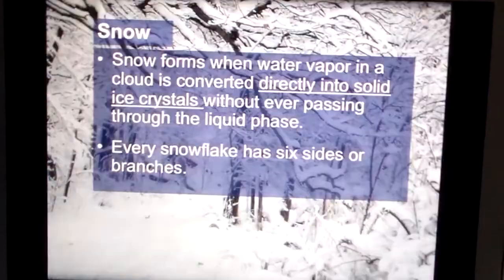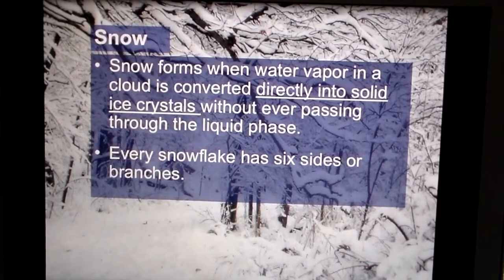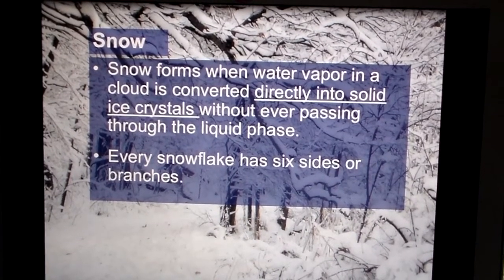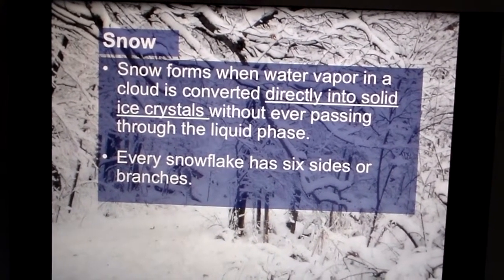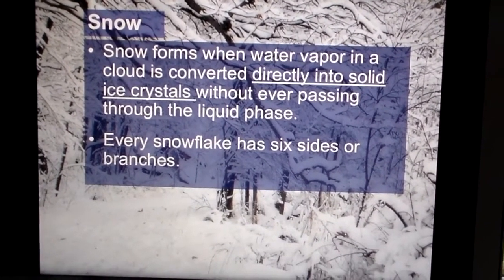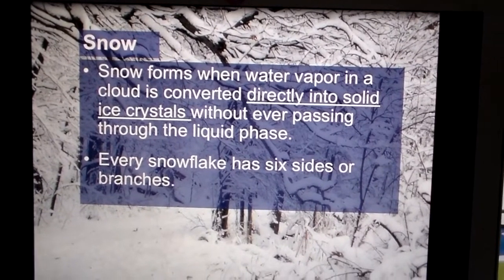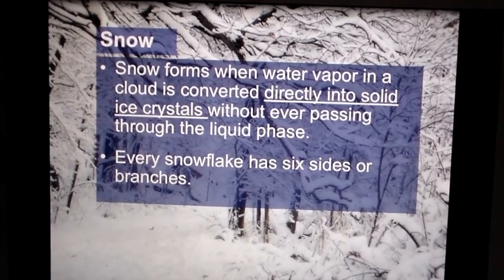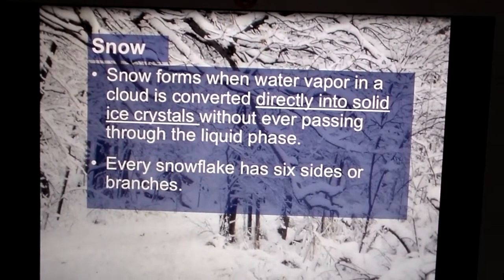A type of precipitation that's a little bit more complicated and one that we do not see in San Jose is snow. Snow forms when water vapor in a cloud is converted directly into solid ice crystals without ever passing through the liquid phase. I cannot stress how important that is.